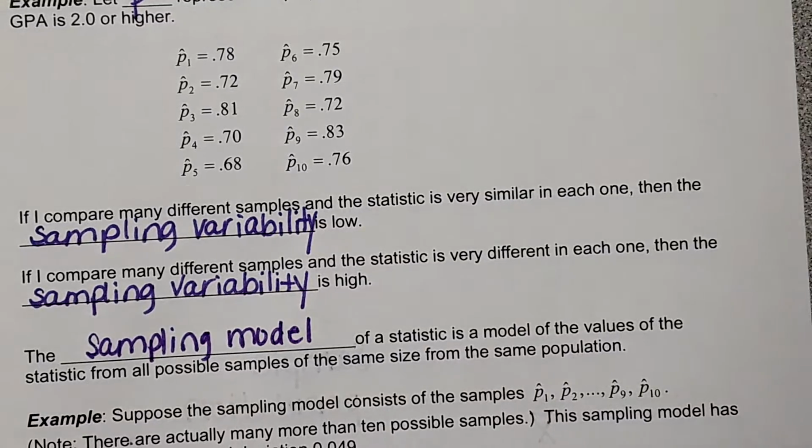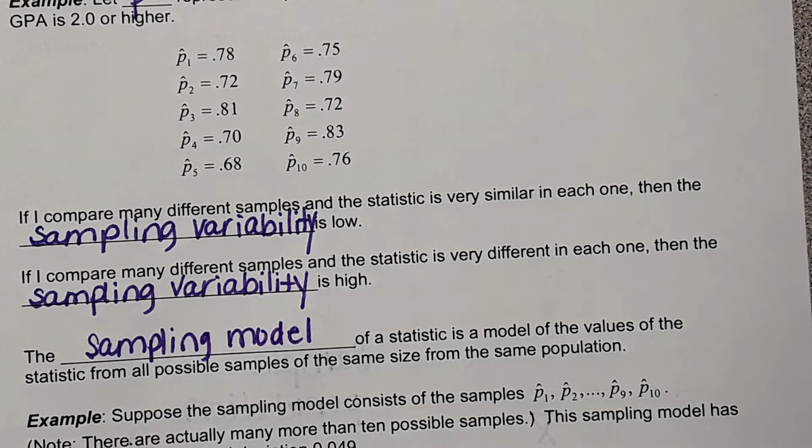The sampling model of a statistic is a model of the values of the statistic from all possible samples of the same size from the same population. So the sampling model is the statistic of values from all the different samples that we could take. In this case, depending on how many seniors we have in Manatee County, how many possible samples of 100 could we do? Okay, that's our sampling model.